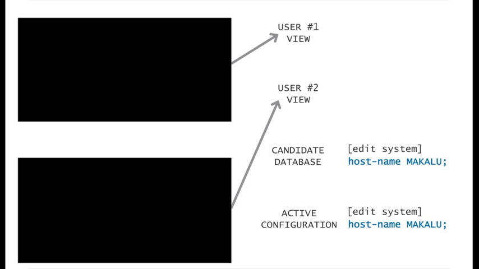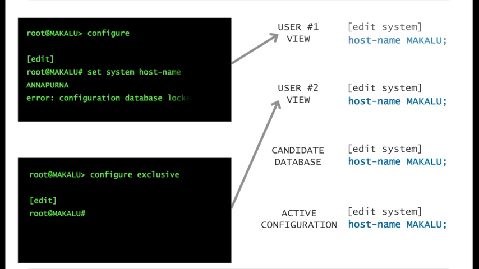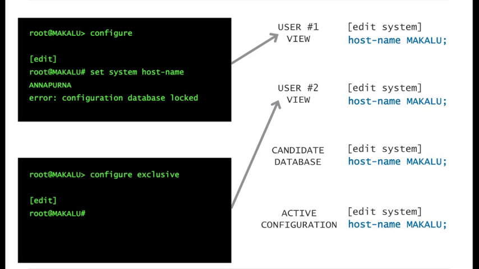Now let's see what happens when users access the configuration in different modes. User 2 enters in exclusive mode. This mode locks the candidate database and does not allow any other session to modify it. User 1 tries to do it, and it fails as expected.